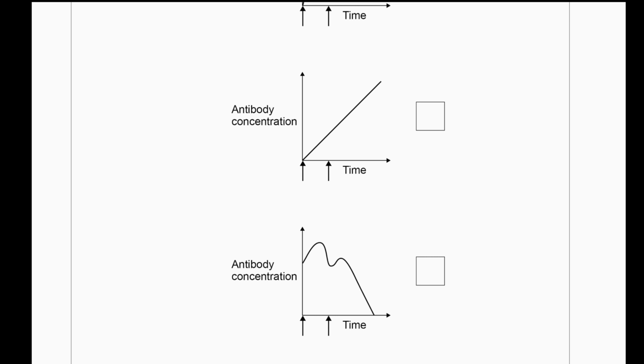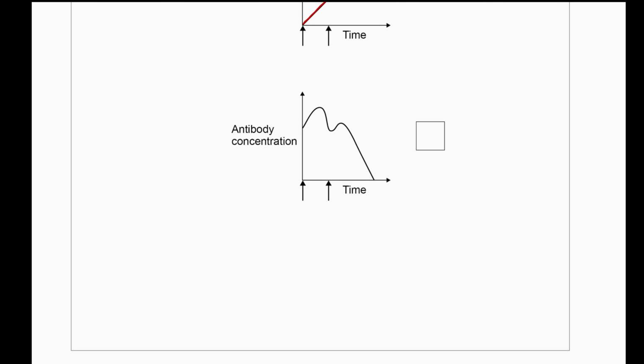The second and the third graph are wrong, because in the second graph we can see that as time progresses with the second vaccination, it is linear, a straightforward increase. With time the concentration of antibody increases. However, that is not true, because after the vaccination is done, that antigen will no longer be present in the blood, so there is no need for the antibody concentration to increase indefinitely.